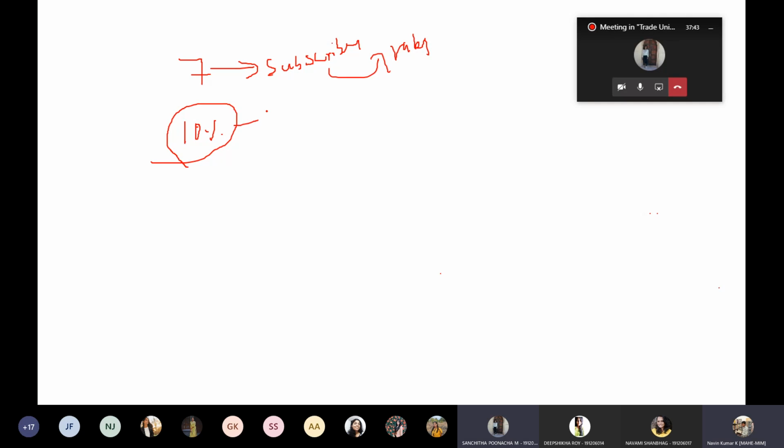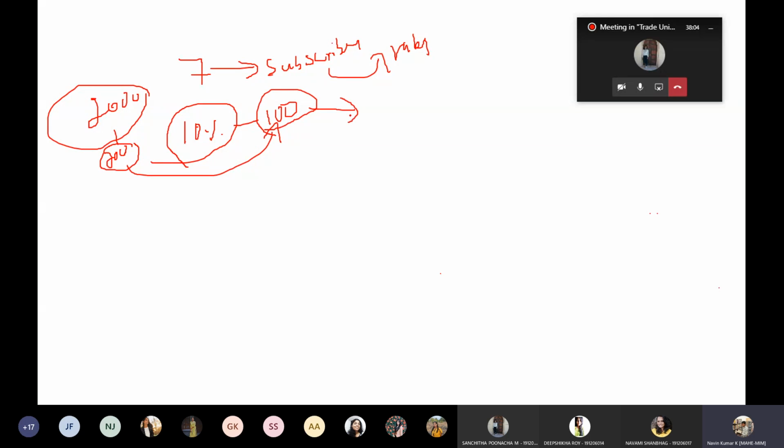10% or 100, whichever is less. Because suppose there are 2000 employees in an organization, 10% comes to 200. Whether 200 should be there, need not. If there are 100, that is also sufficient, because 10% or 100, whichever is less, must be the members. Okay. The third condition says that if it is less, at least 7 workmen must be the members. That's it. These are the three conditions that need to be satisfied.